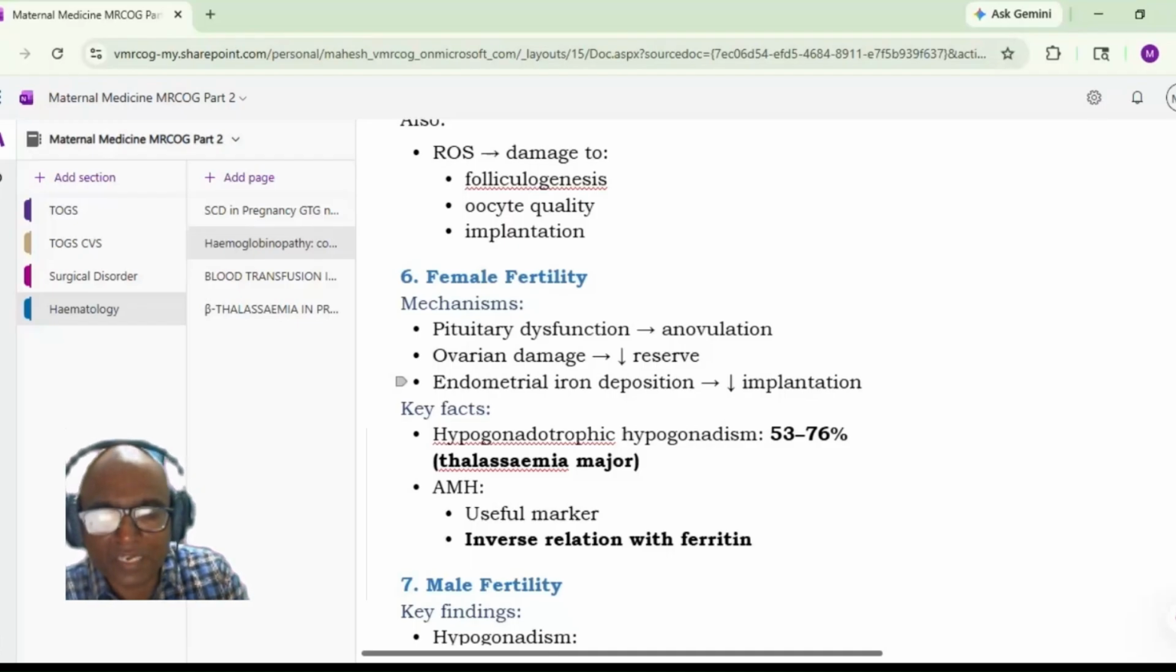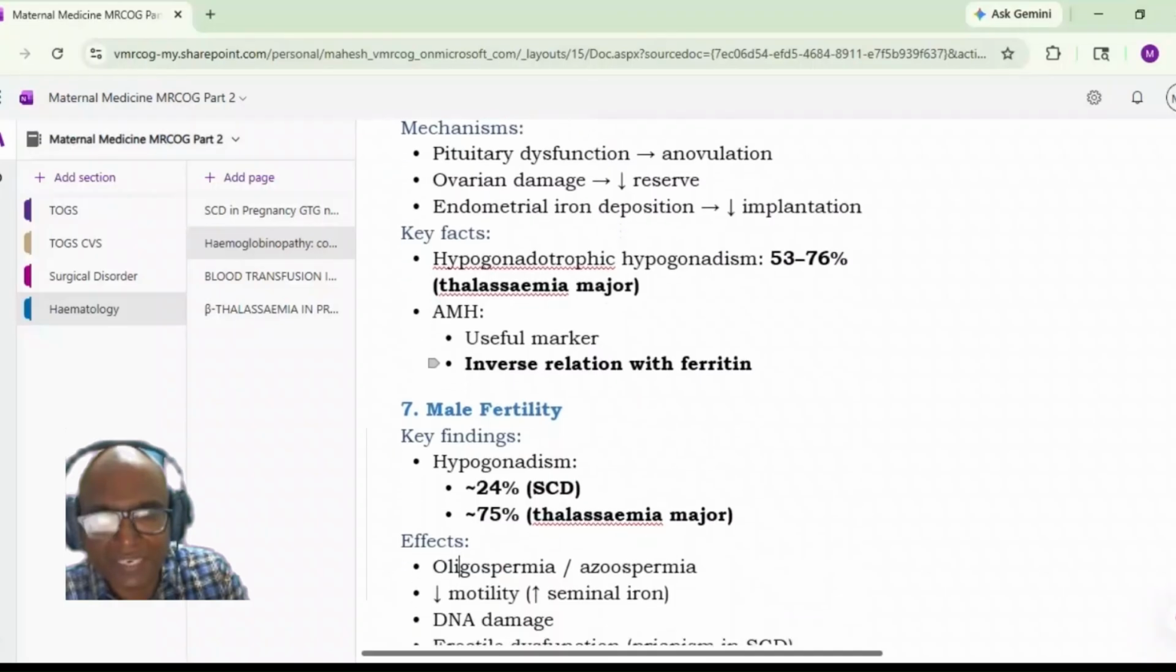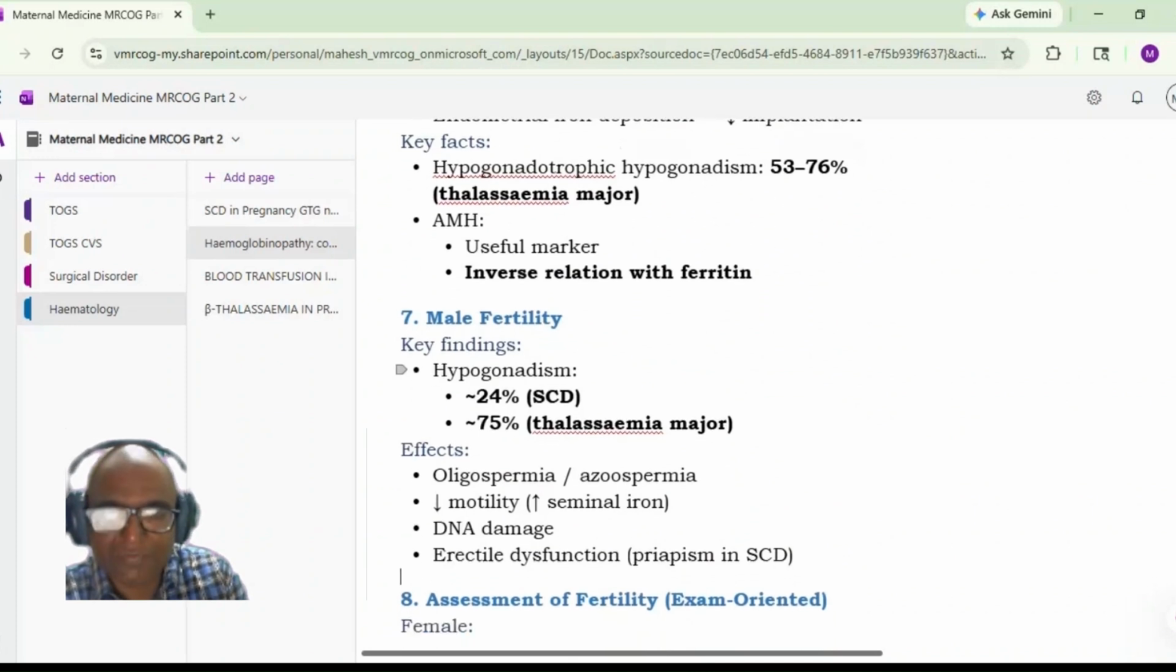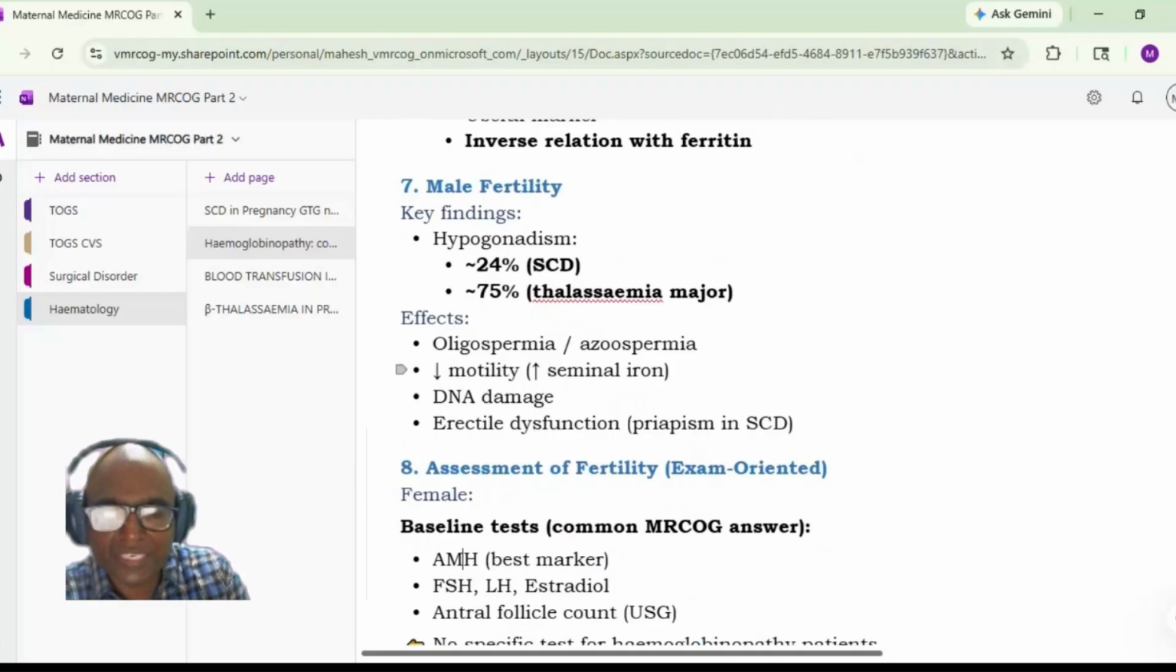That is a useful marker. It has an inverse relation with ferritin. Okay, so as the ferritin levels increase, the AMH level will be reduced. So the key factor for ovarian reserve will be AMH. Then for male fertility, what you see is hypogonadism. Okay, mainly in sickle cell disease, you get it in around 25% of patients, 1 in 4 patients will have hypogonadism, while in thalassemia, 3/4 of patients will have hypogonadism. Okay, this is mainly because of the difference in the iron overload in sickle cell and thalassemia.